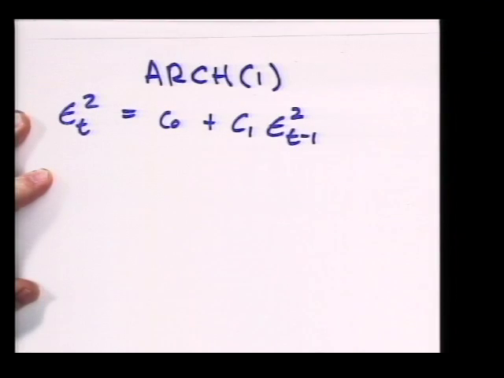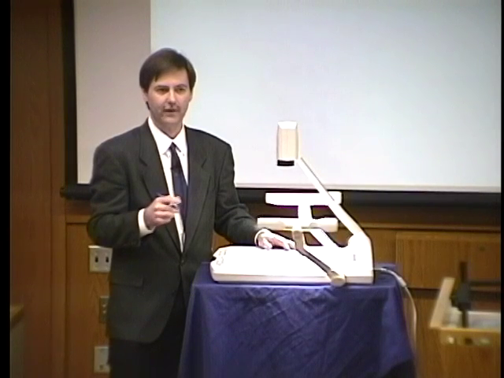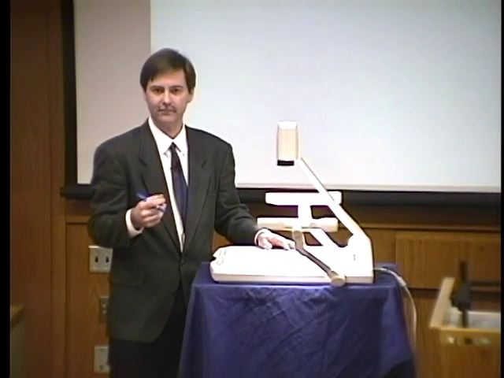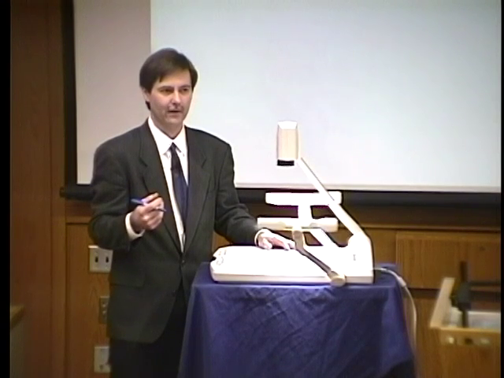ARCH(1). A very simple model. And you're going to find it's actually a very unreliable model too. It's going to be very difficult to actually run this regression. It's going to have very low explanatory power.